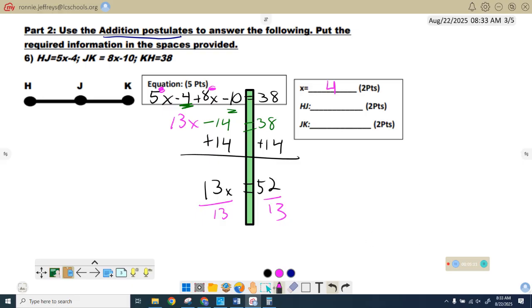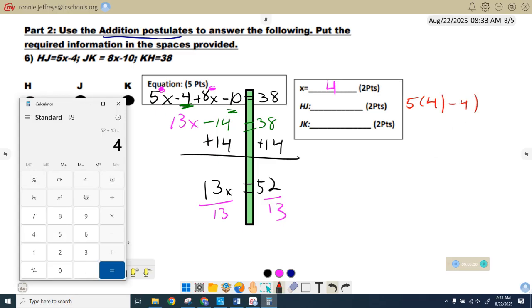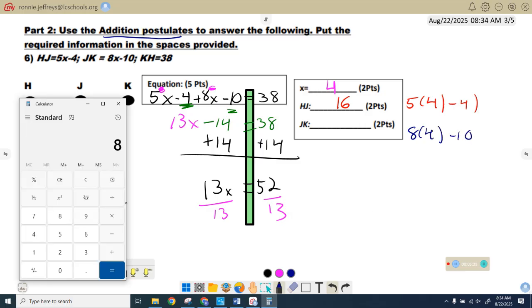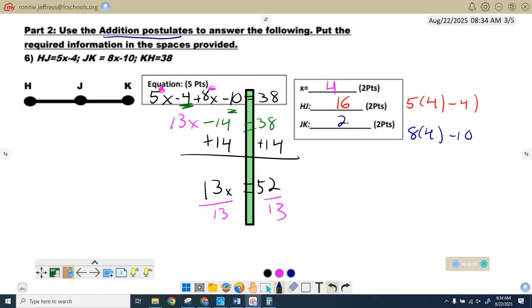Now, for this first one, this is 5 times 4 minus 4. So we get 16. And for this one, this is 8 times 4 minus 10. Okay, 22. And these, we can check ourselves because these should add up to 38. Yes, I heard it somewhere very faintly, and it wasn't the student that sometimes sounds like me.